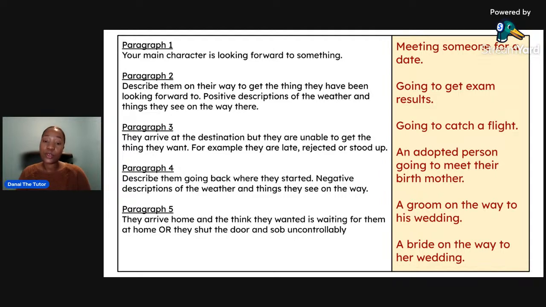So from the scenarios on the screen, I would like everyone, if you're comfortable doing so, just type in which one you would like to do. Okay. So I want you to pick one. Which scenario would you use for your story? Meeting someone for a date, going to get exam results, going to catch a flight, an adopted person going to meet their birth mother, a groom on the way to his wedding, or a bride on the way to her wedding. Which one of those are you going to pick? Or if you've picked your own, what are you going to go for?